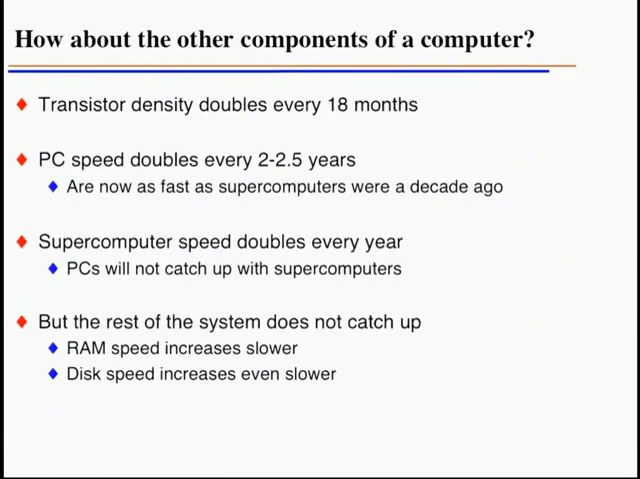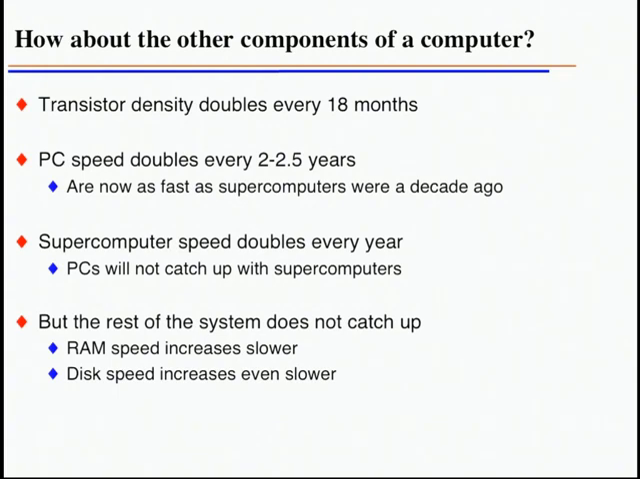So yeah, that second part of the lecture is devoted to all the rest besides the CPU in your computer. Most importantly, the memory, which is essential for the speed, right? So we know that the transistor density doubles every 18 months as long as we have Moore's law. And the PC speed doubles roughly every 2 or 2.5 years. So today's PCs are basically as fast as supercomputers were 10 or slightly more years ago.